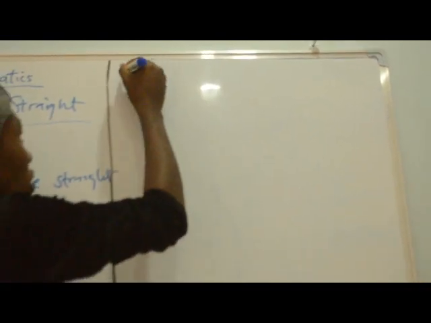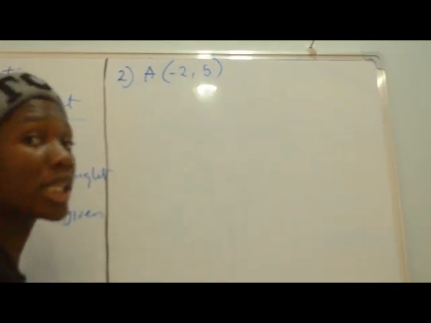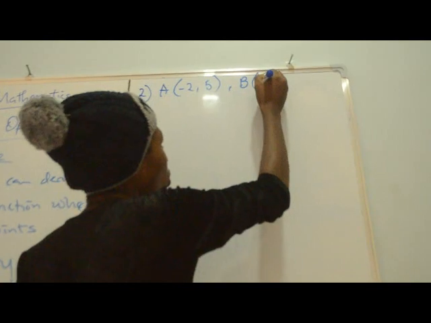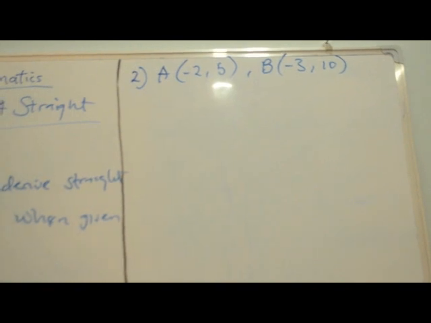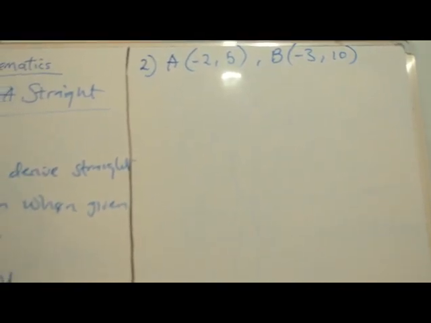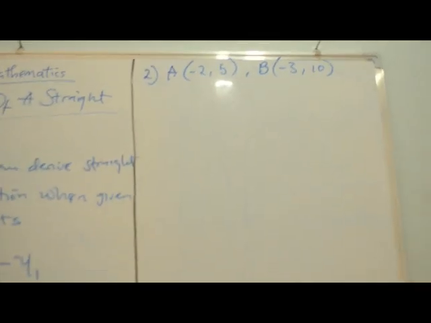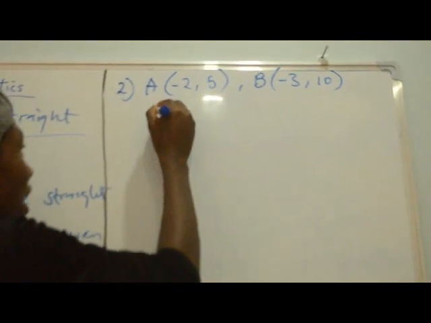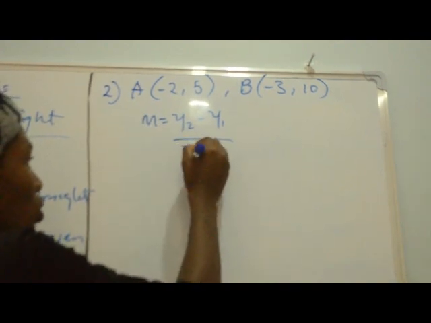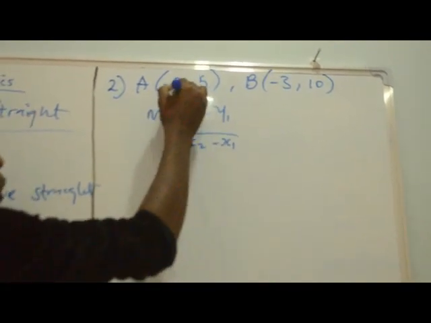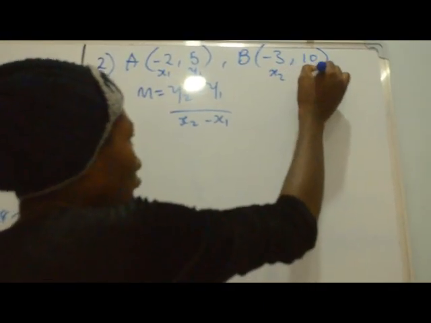For our next question, we have that A is equal to minus 2 and 5, and our B is equal to minus 3 and 10. We are asked to determine the equation of the straight line from that, which is our straight line function. Now, like I said, before we solve for the straight line function, first of all, we have to solve for the gradient. So solving for gradient, we have that our m is equal to y2 minus y1 over x2 minus x1. Let's quickly identify x1, y1, x2, and y2.